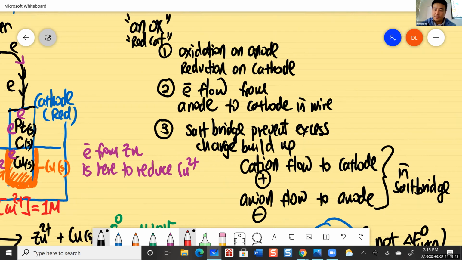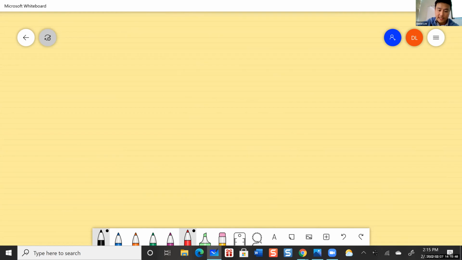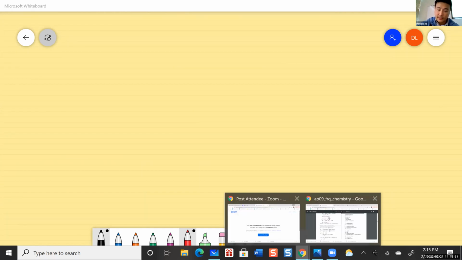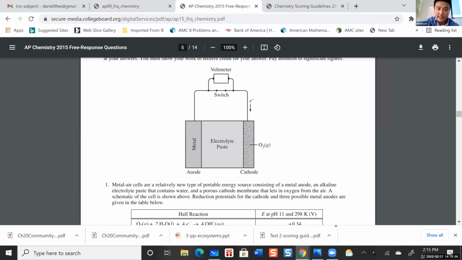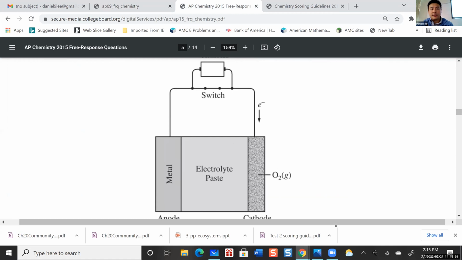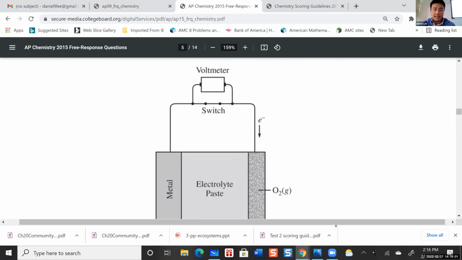So let's look at how this is applied to our test, okay? And see how this can be applied to the test. So let's go back to our test. So on the test, you're given this is your battery, yeah? You can see the voltmeter on the top, which measures delta E. And you can see the wires. And I told you electrons always go from anode to cathode. So right away, you know who's the anode and who's the cathode, right? So the metal here must be the anode, and here must be the cathode. Oxidation must occur on the anode. Reduction must occur on the cathode.